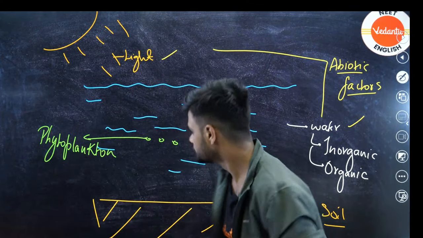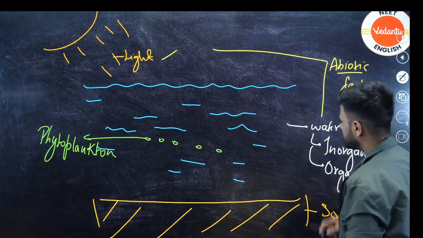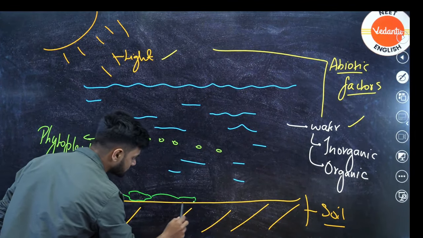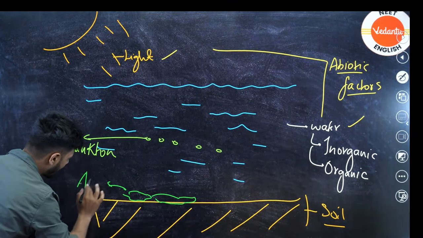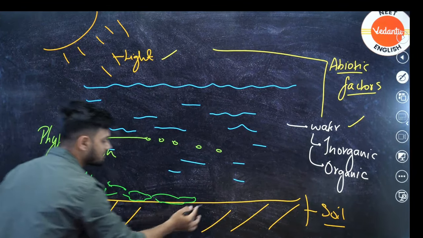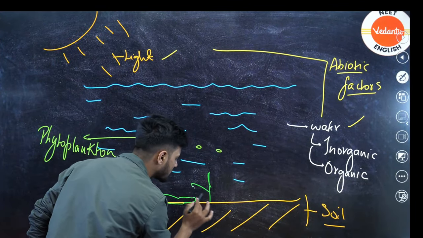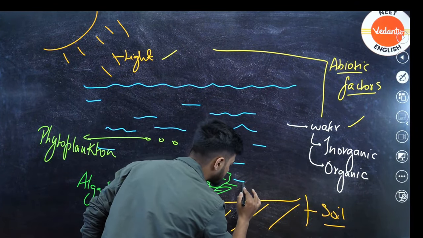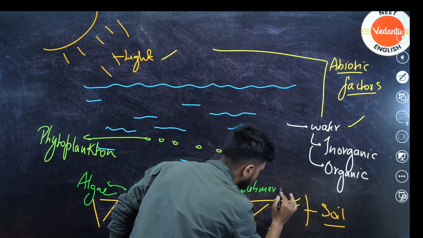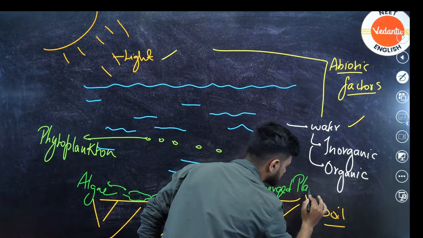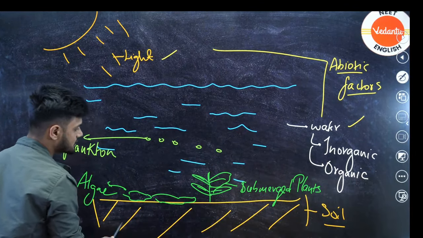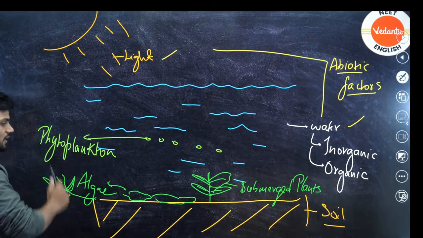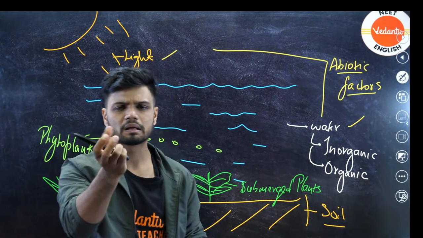Now, listen to me very carefully. In the bottom of the pond, can we have certain small algae growing here? Yes, sir. Can we have small submerged plants? Yes, sir. We can have tiny submerged plants here. At this margin, can we have certain marginal plants? Yes, in the margin, we can have certain marginal plants.